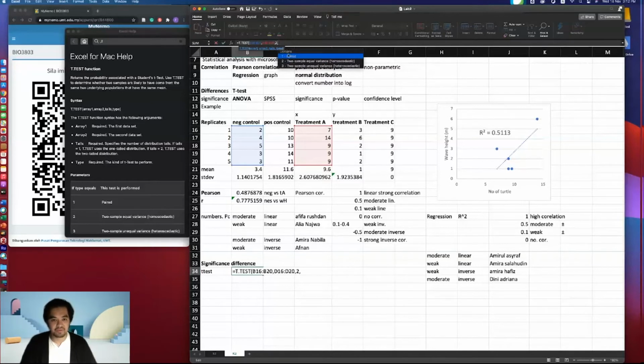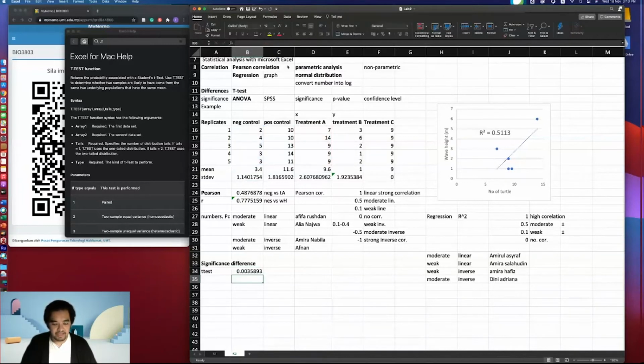And now I have to choose whether it is paired, whether it is two-sample equal variance, whether it is two-sample unequal variance, whether it is homoscedastic or heteroscedastic, or is it paired. In this instance, negative and treatment A are not paired, but you have to know whether the variance is different or not. For this particular case, I just choose unequal variance. Why unequal variance? Because I'm doing the variance analysis.